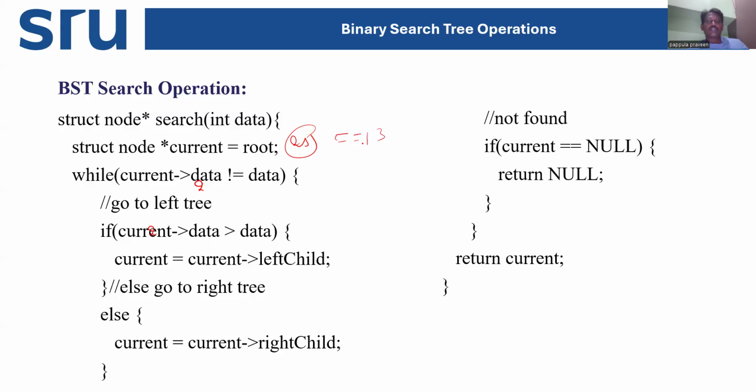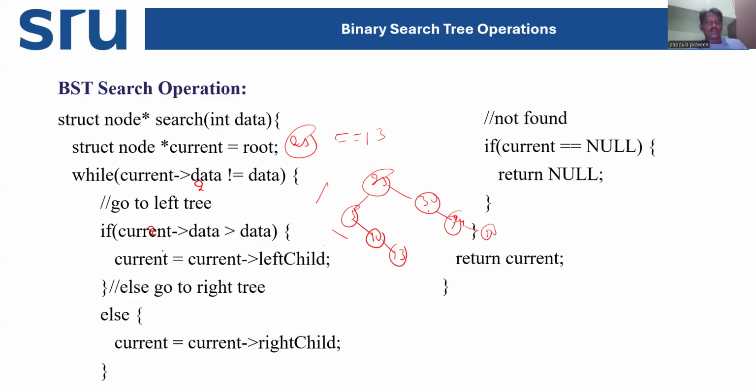Current data 25 equal to 13? No. The current data 25 is greater than 13, so go to the left subtree: if current data is greater than data, then current equals current left. What is the current left? 25, 5, right? Current left, and the right is 30, I think. Now here, this is 10, this is 13, and there are some other elements like 74 and 90. Don't bother about these elements.